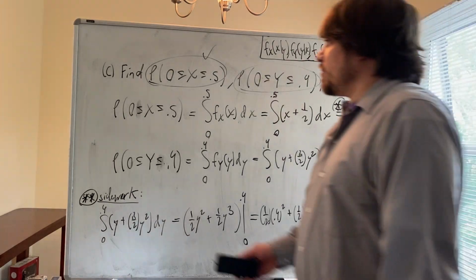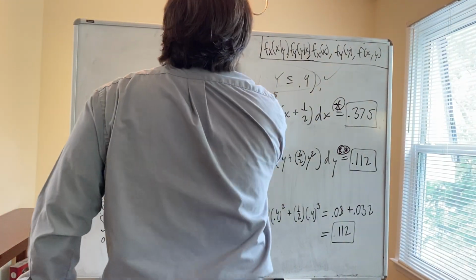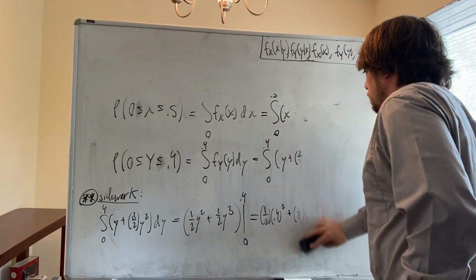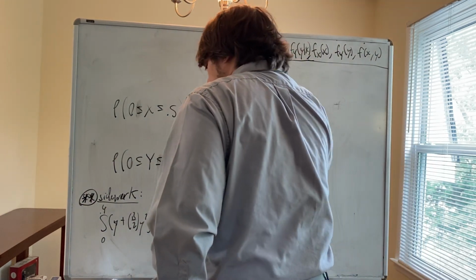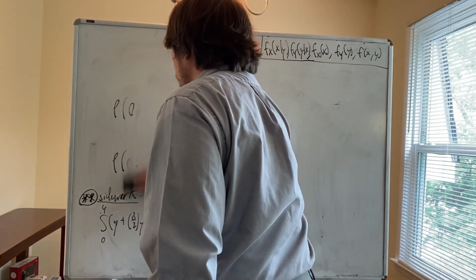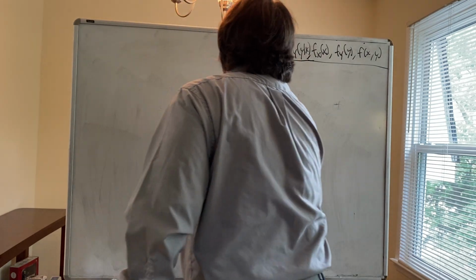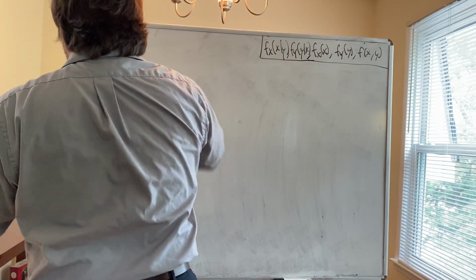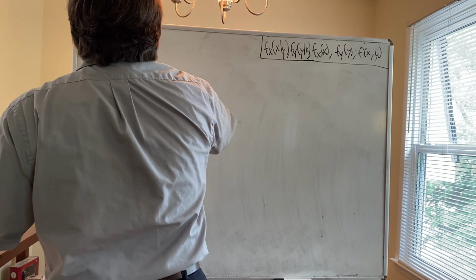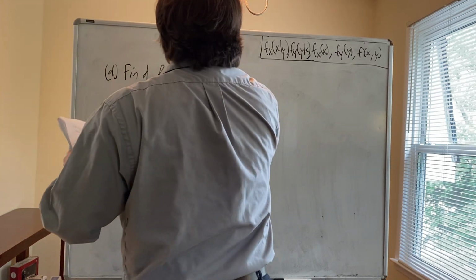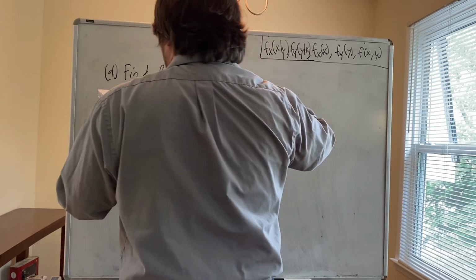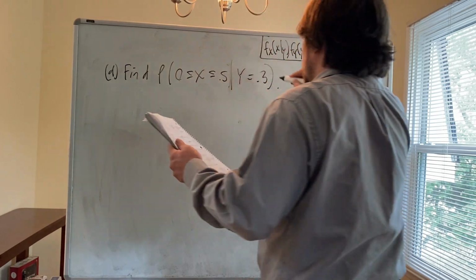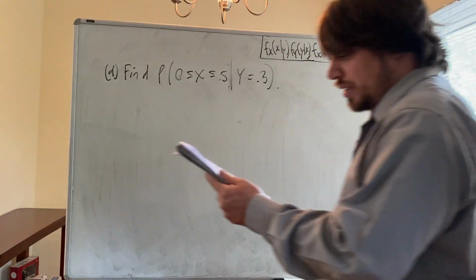Okay, so let's go to part D. We still have those 5 functions from parts A and B. In part C we calculated two probabilities, so we didn't add a function to our list of known functions. So part D is: find the probability that 0 is less than or equal to x, less than or equal to 0.5, given that y is equal to 0.3. Just that one probability.